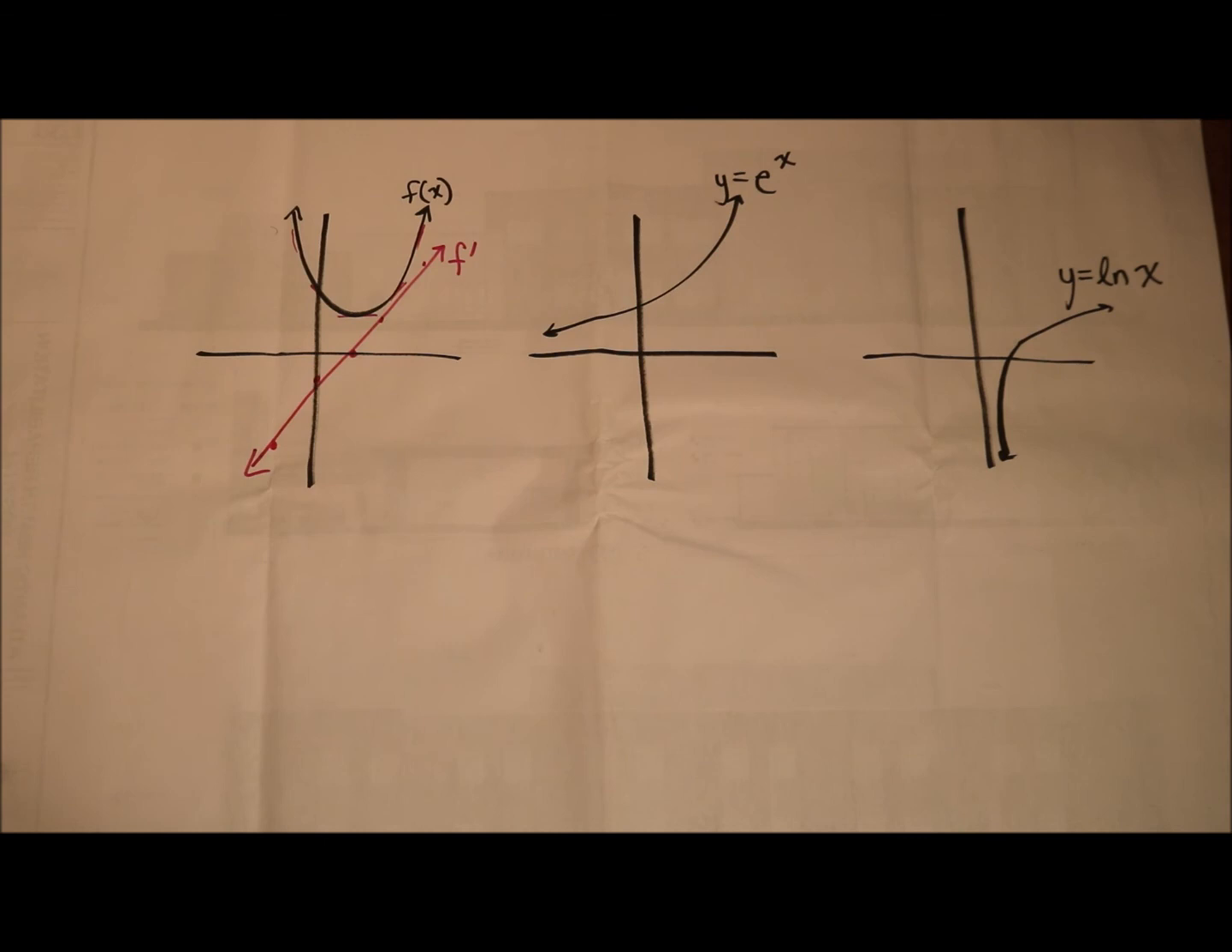Now I'm assuming that my original function here was quadratic, and therefore its derivative would be a line, because we know that the slope of a quadratic changes at a constant rate. Very cool.